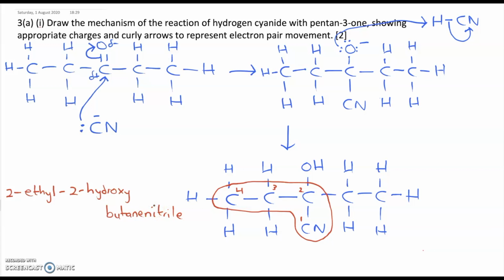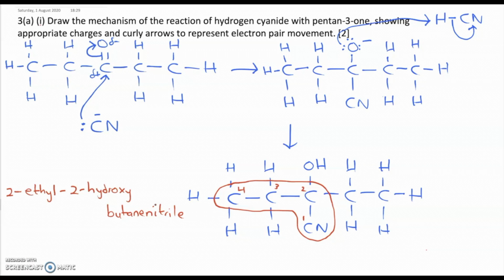So 2 marks were awarded for this mechanism. 1 mark is given if you got the nucleophile correct, attacking the delta plus carbon, and then the double bond breaking, so a double-headed arrow moving from the double bond to the oxygen. So if you've got that, there's 1 mark. And the second mark is awarded if you had a lone pair of electrons on the O minus attacking either a H plus or a HCN. There's 1 mark for that.